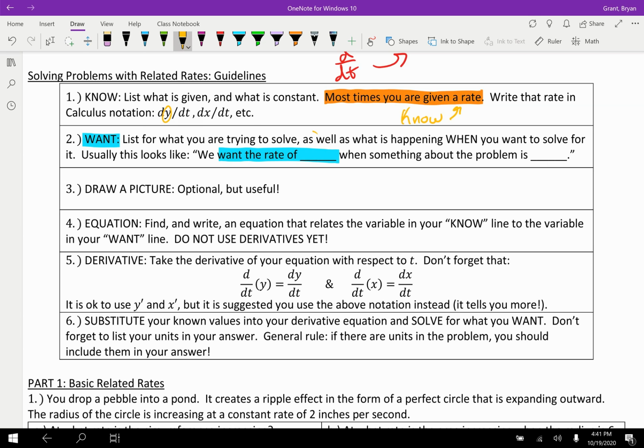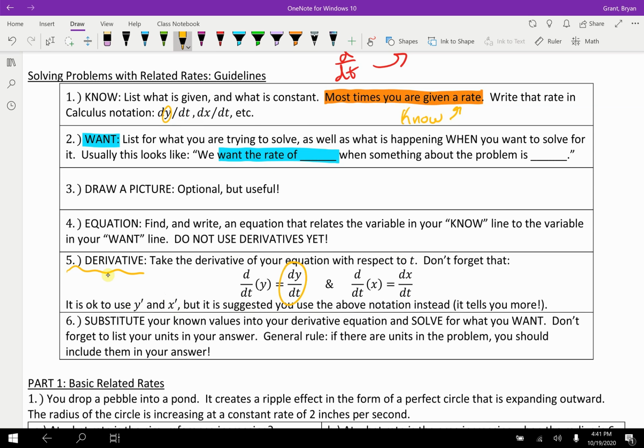And then over here, we look at the other variable we might be interested in, and we just try to write a non-calculus equation that relates those two variables. Once we get an equation that has both those variables in it, then and only then do we take the derivative. We take the derivative of both sides using d dt.